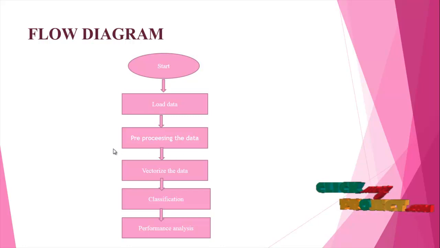After pre-processing, we have to vectorize the data using natural language processing. In natural language processing, we have to find stop words and count word vectorization. After vectorizing the data, we have to classify the data using Naive Bayes and logistic regression algorithms. In this algorithm, we have to find the performance analysis. The final result shows accuracy, F1 score, precision and recall.